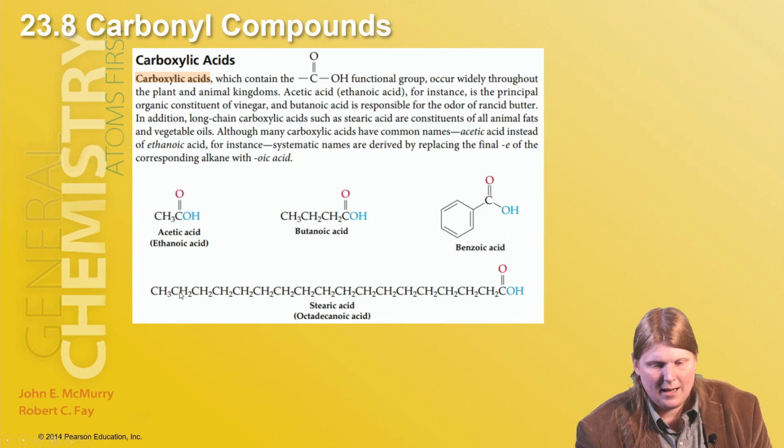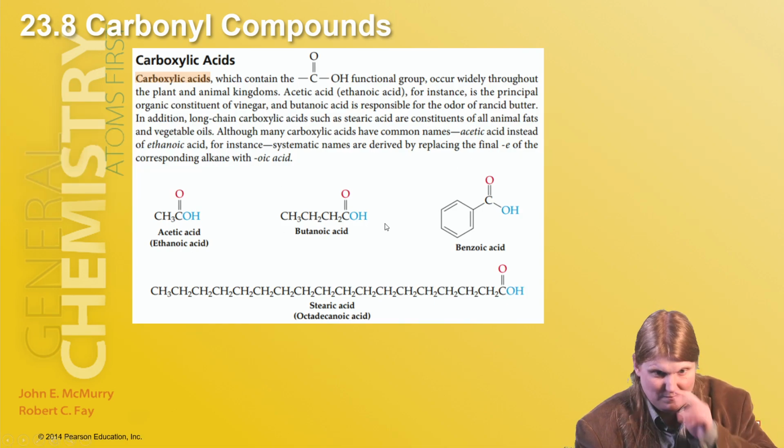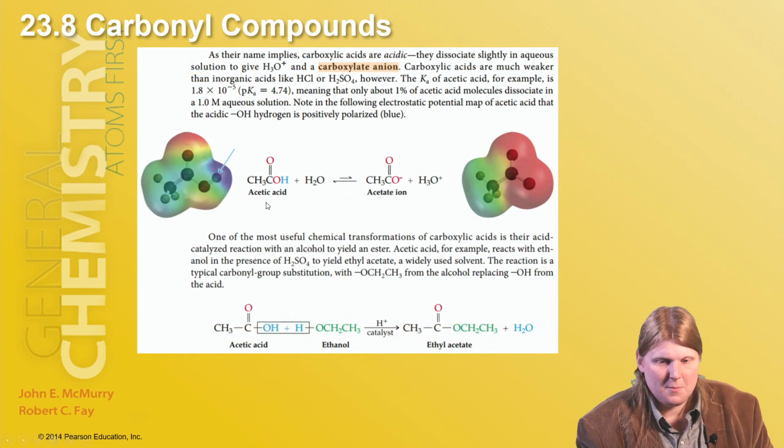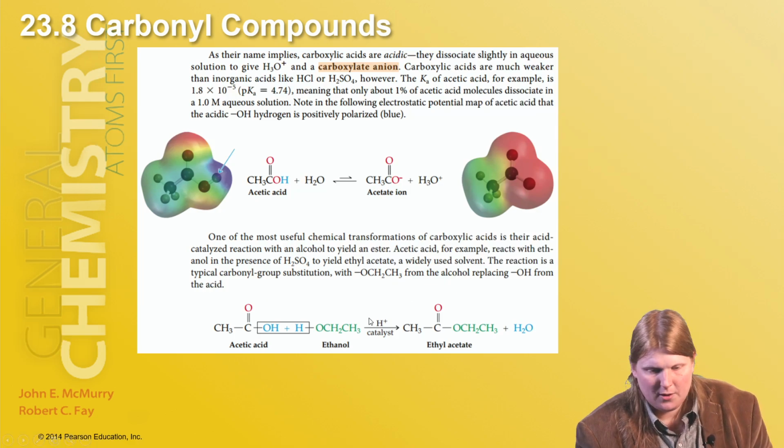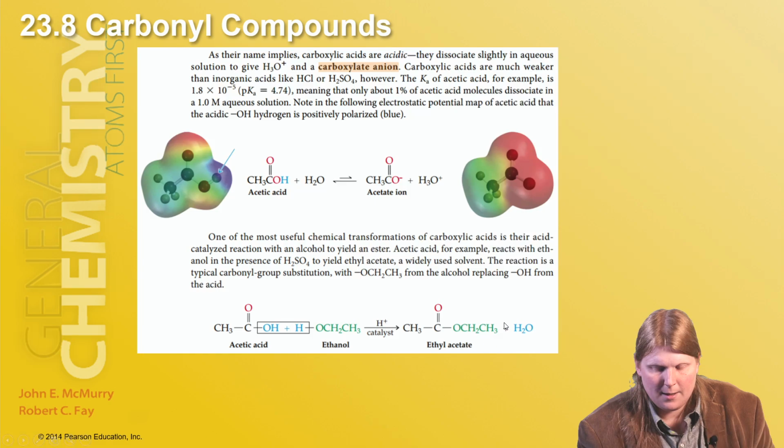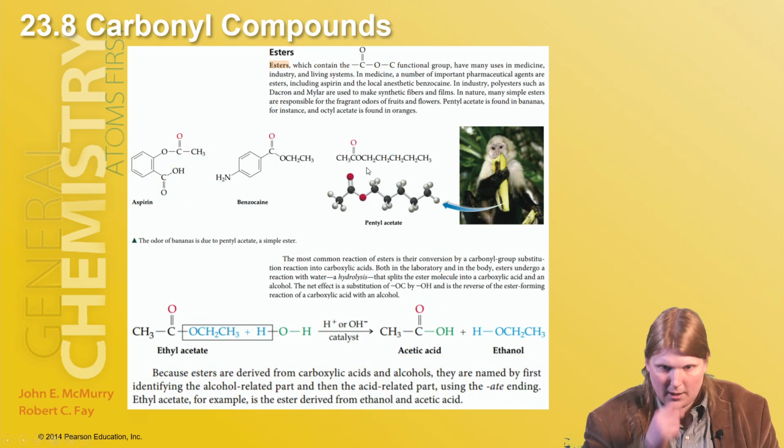Butanoic acid, benzoic acid, there are also complicated, longer acids, right? These are named by replacing the final E of the alkane with oic acid for the systematic name. They also form a carboxylate anion when you remove the hydrogen from one end, because they act as an acid. They establish equilibrium. We've seen all this kind of stuff before. You can use acids plus alcohols to produce the derivative esters as well. That's a very interesting reaction you do in an organic class.